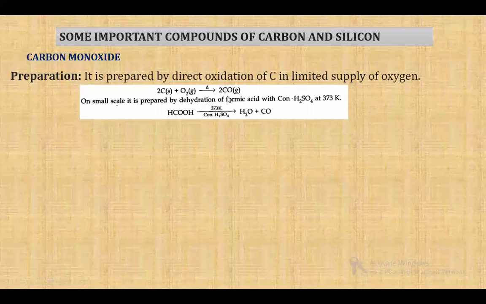On a small scale, it is prepared by the dehydration of formic acid with concentrated H2SO4. Dehydration means removal of water. Formic acid treated with a little concentrated sulfuric acid at 373 Kelvin will form carbon monoxide. Water is removed from this.